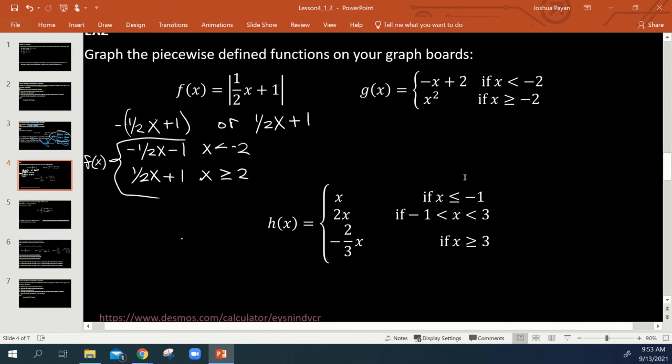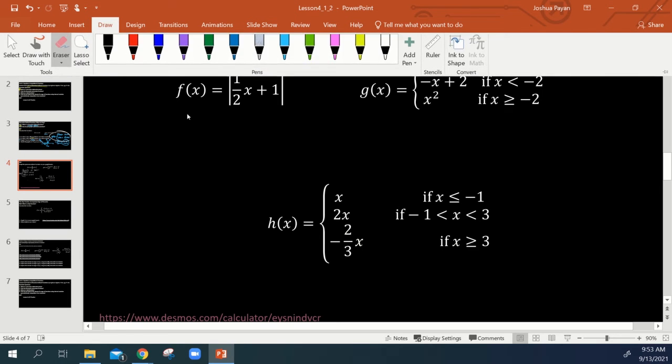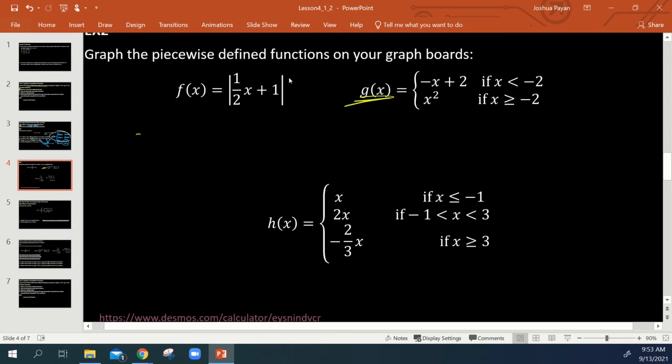Okay, so looking at these other two, I'm going to go ahead and skip g of x. Well, no, I need to not do that. So if you make the T-chart for g of x, x and g, we'll start with -3. If x is -3, of course, that's less than -2, so that means we're using this piece of the function. So -3, that would be 3, plus 2 is 5.